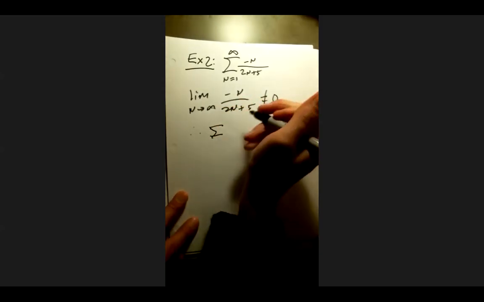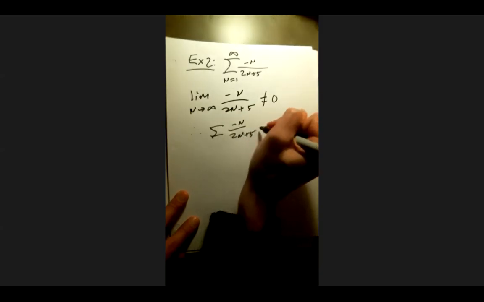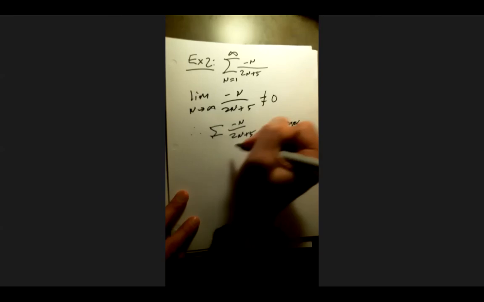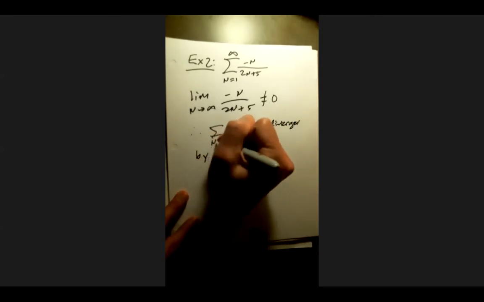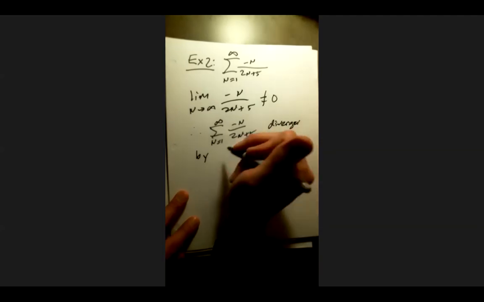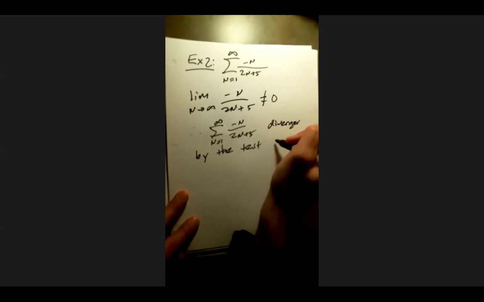And so since it's not equal to 0, what does that tell us? Divergence. It tells us that the series of negative n over 2n plus 5 diverges by, what's the test we used? The test for divergence.